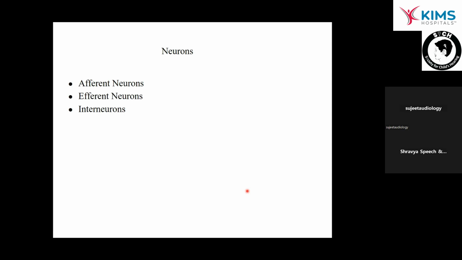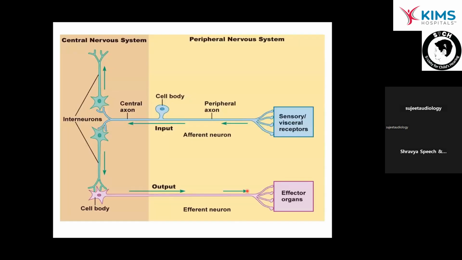Interneurons are the ones connecting one hemisphere to the other hemisphere, or, in the same hemisphere, connecting one area to another area. These are all interneurons basically, which are located in your central nervous system. Okay, this is the same thing which I told you now.